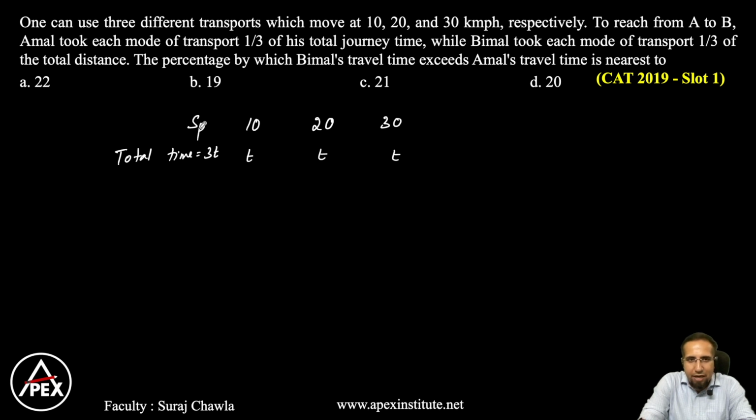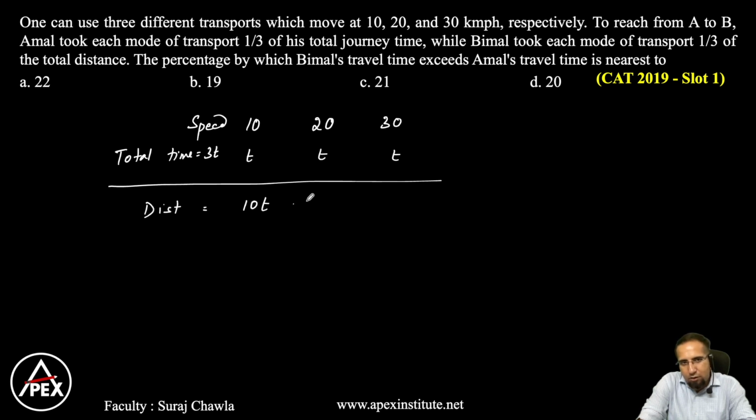So I have speed and I have time. So what can I calculate? I can get the distance. So what is the distance covered? The distance covered here becomes 10t. The distance covered here becomes 20t. And the distance covered here becomes 30t, which means the total distance becomes 60t. Clear? This is done by Amal.